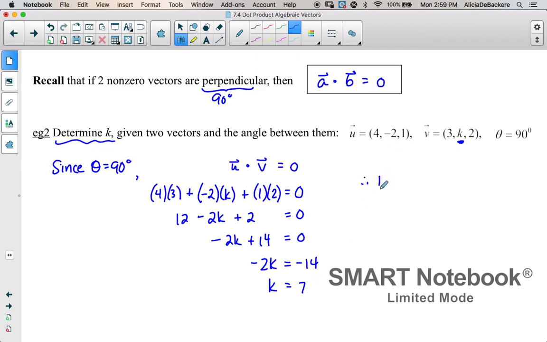So therefore, if theta equals 90 degrees, vector v must be equal to 3, 7, 2. So k is equal to 7.